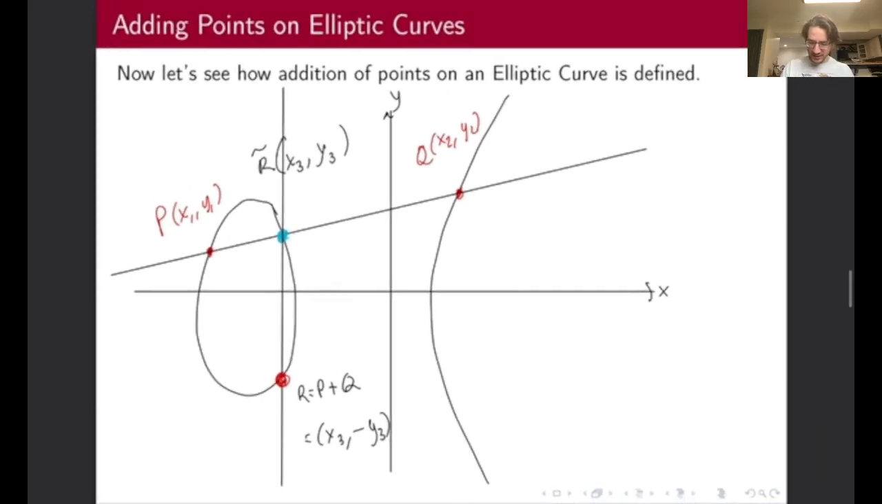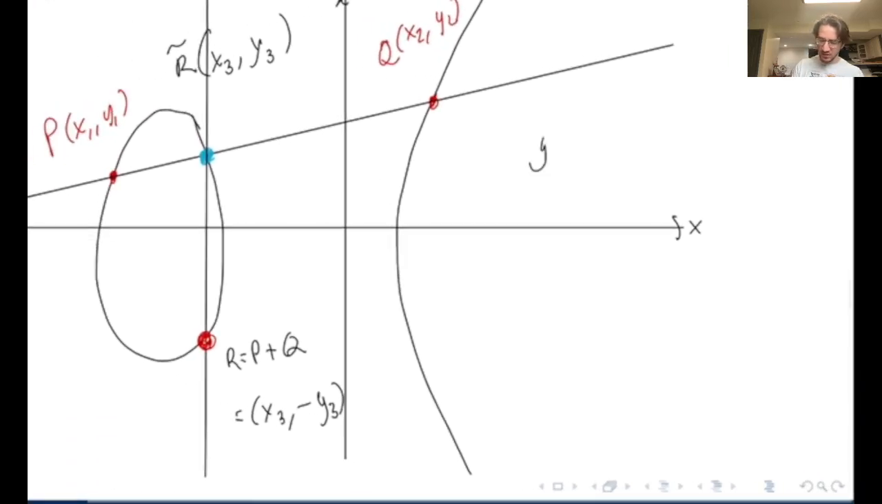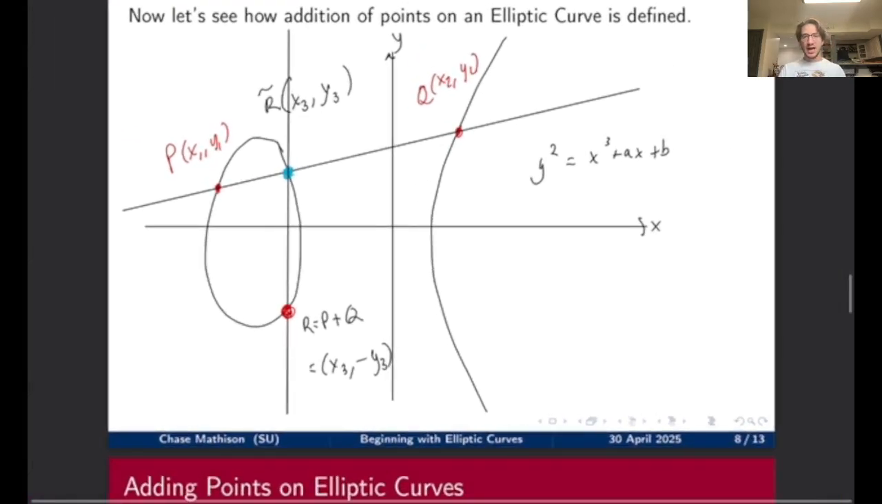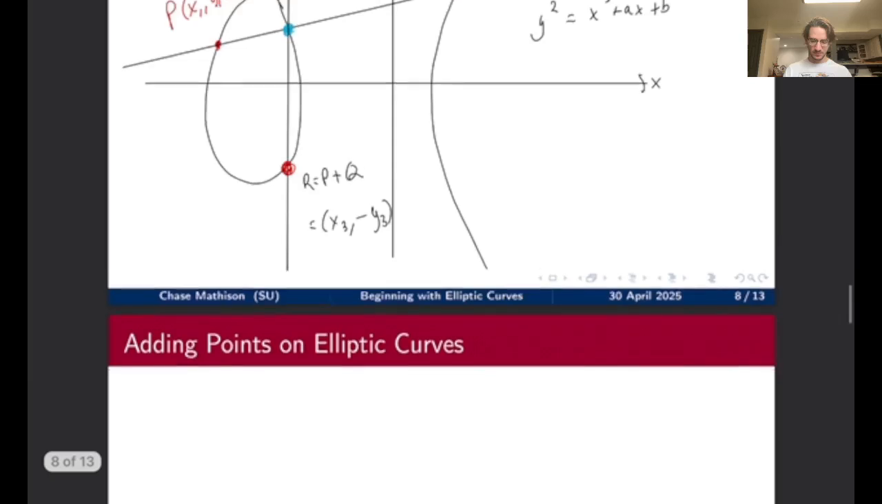Now, let's see if I have the elliptic curve. This is the elliptic curve y squared equals x cubed plus ax plus b. And I have these 2 points that are on the elliptic curve. Let's see if we can figure out x3 and y3 from those 2 points.